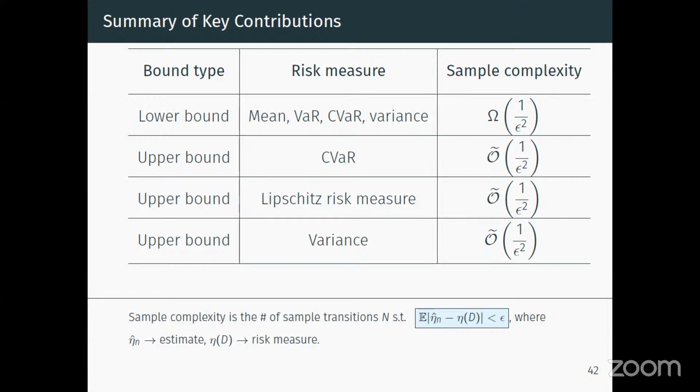And the bound is 1 by epsilon square. This is my estimate of the risk measure, given a sample path of length n. N is the length of the sample path, D is the cumulative discounted cost, and theta is a function of the distribution of this random variable. So this could be a risk measure. It could be mean, it could be a quantile, it could be a variance or other things. This includes at least 3 popular risk measures. So we managed to get upper bounds and lower bounds which match at least in terms of epsilon. So the sample complexity is, if I want to make this epsilon, what is the number n, how long the sample path should be. And that's what we got.